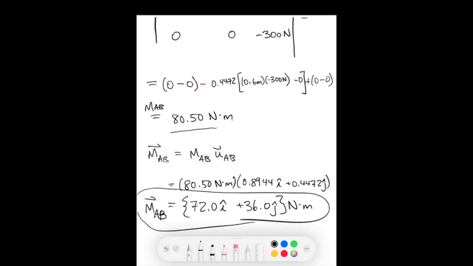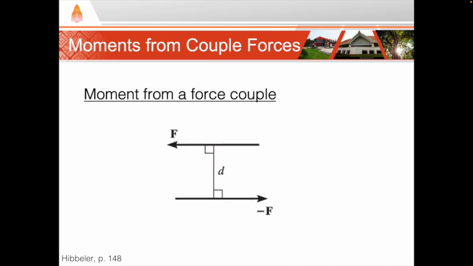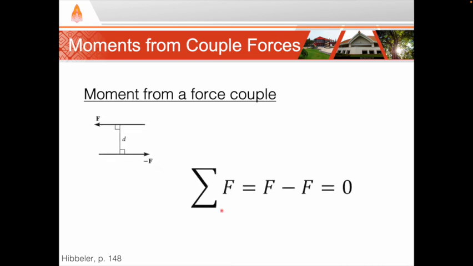There we have it. The next topic we will consider today is the moment generated from a couple. A couple is defined as two parallel forces that have the same magnitude but opposite directions and are separated by a perpendicular distance d. Since the two forces are equal and opposite, the resultant force is zero, but the couple will create a moment and cause a tendency to rotate.